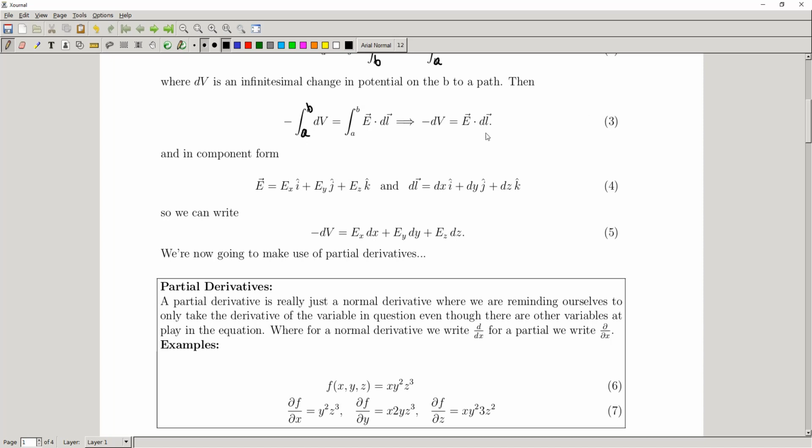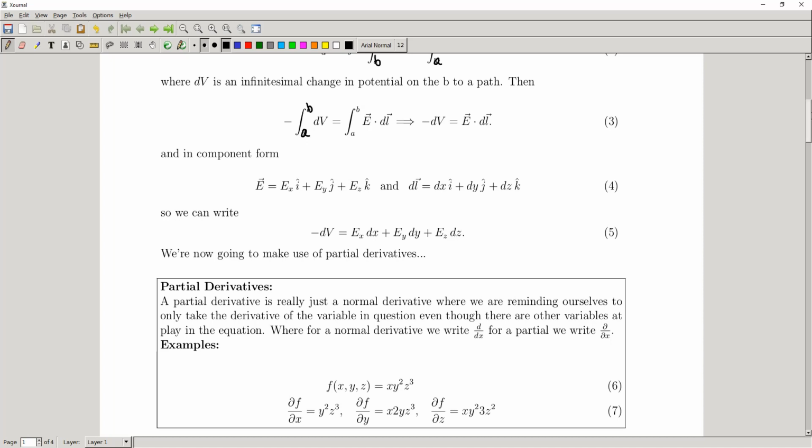Okay, so if we do the dot product between the two of these, as equation 3 here would suggest we need to, we can clean things up, and we end up with the expression that we see here. We have minus dV is equal to the x component of our electric field times dx, the y component times dy, and the z component times dz. Okay? And now is when we need the partial derivative.